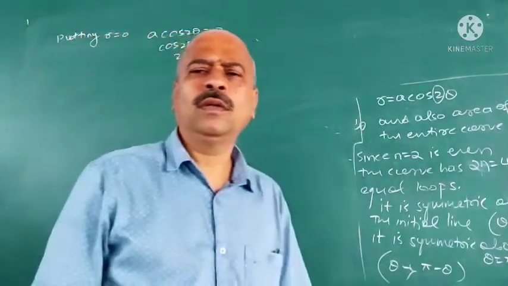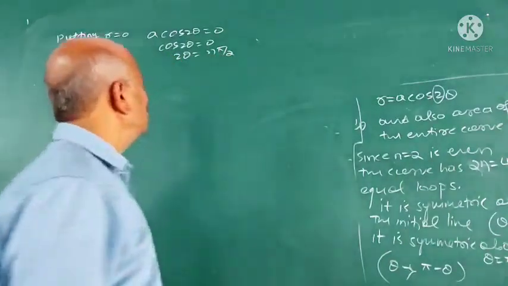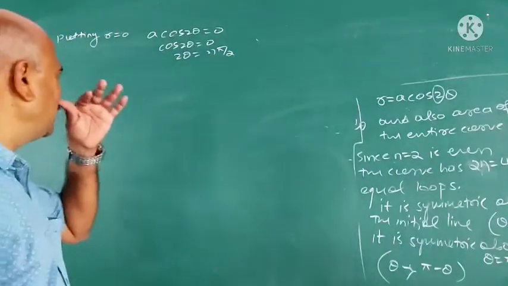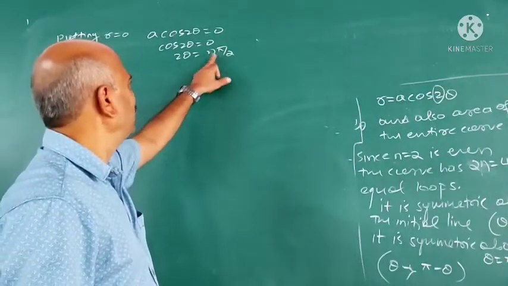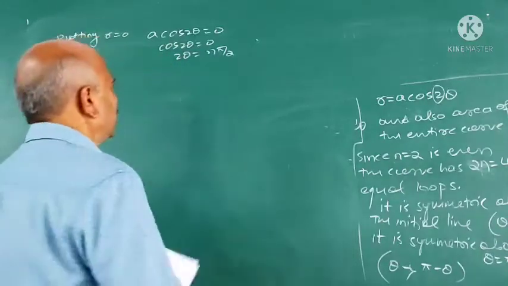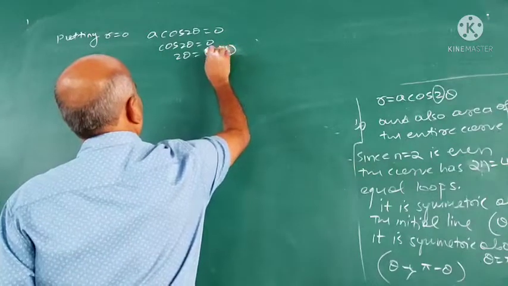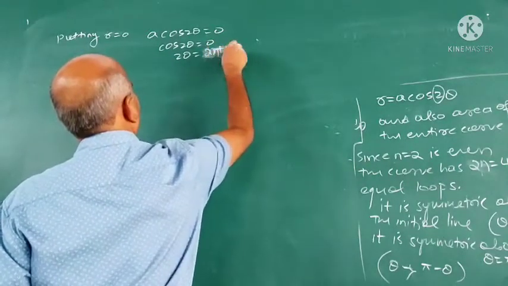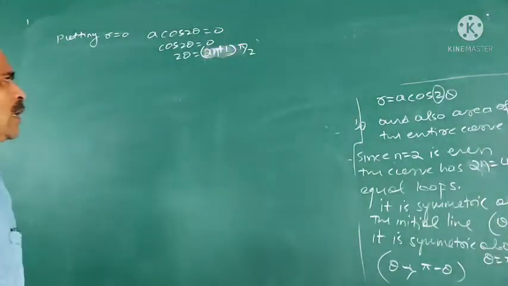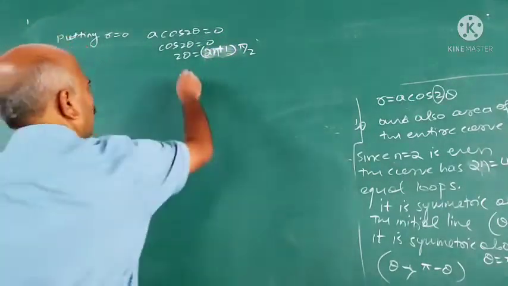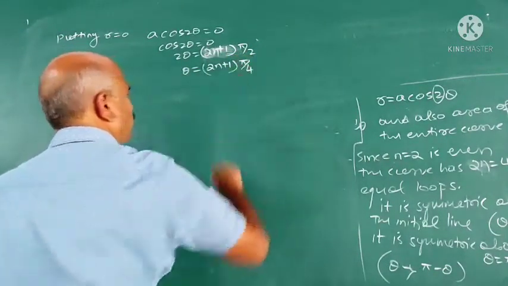Because cos of n pi by 2, say when n is even, then what happens? n is 2, it becomes pi. Cos pi is not 0, it is minus 1. Therefore, can I write n plus 1 pi by 2? Or is it 2n plus 1 pi by 2? 2n plus 1 is always odd. 2n plus 1 pi by 2. Therefore, theta is 2n plus 1 pi by 4.